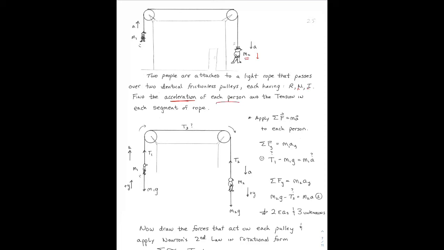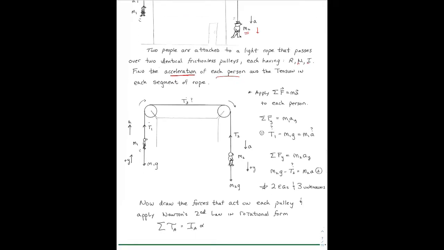Looking at the picture, I have two different people, but they're connected by the same rope, so there's only one acceleration. Now, how many tensions do I have? I have one there, one there, and one there, so three different tensions. That's how I label them: T1, T3, and T2. These forces are the forces on person 1, and these forces are the forces on person 2. So I'm trying to find the acceleration and T1, T2, and T3. So I have 4 unknowns.